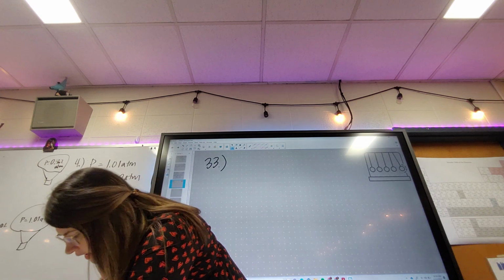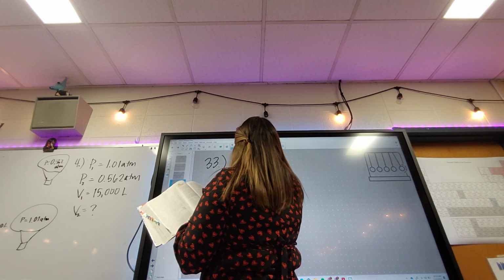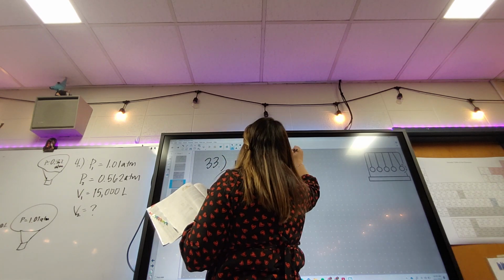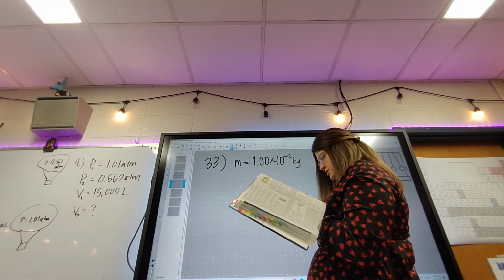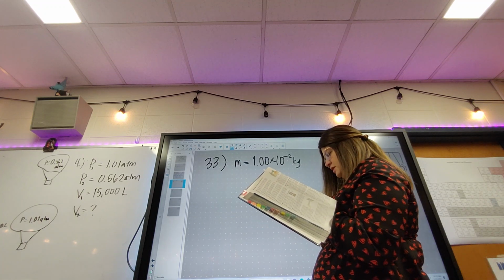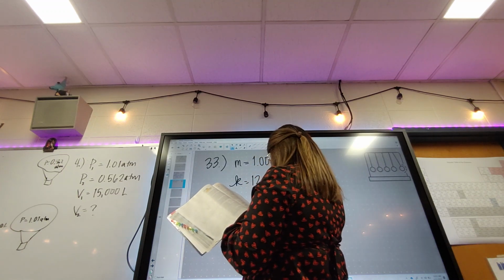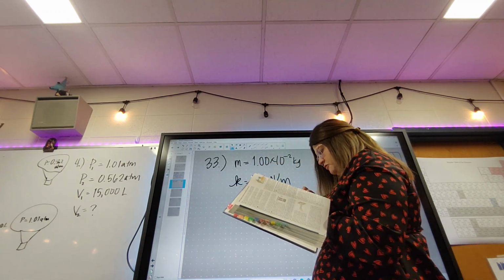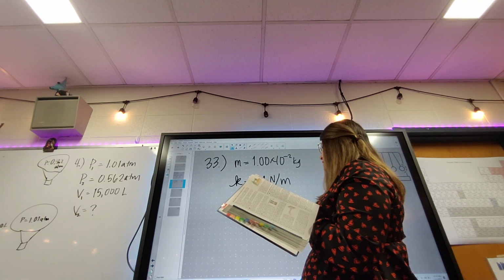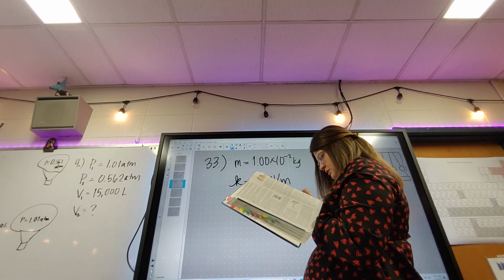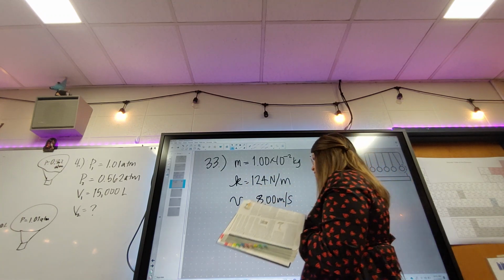All right. A 1.00 times 10 to the negative 2 kilogram block is resting on a horizontal frictionless surface, and is attached to a horizontal spring whose spring constant is 124 newtons per meter. The block is shoved parallel to the spring axis and is given an initial speed of 8 meters per second, while the spring is initially unstrained. What is the amplitude of the resulting simple harmonic motion?